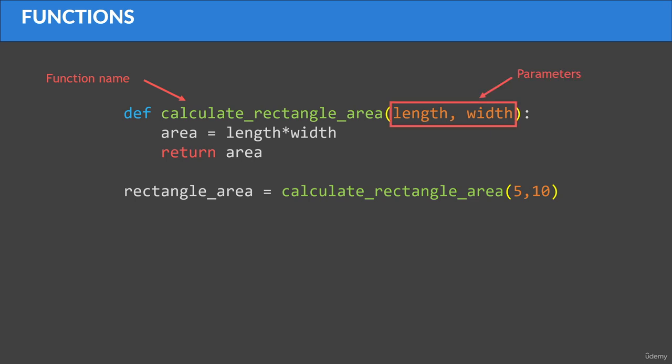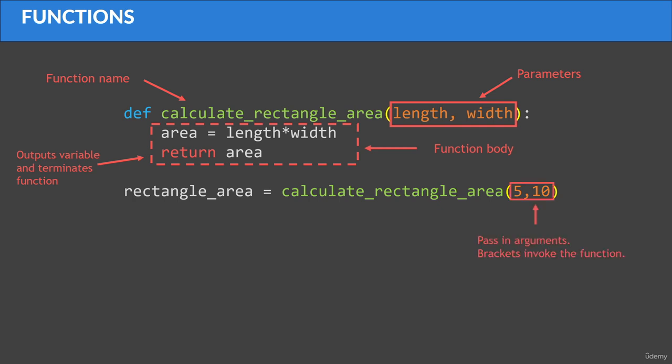Parameters are just temporary placeholder variables that are added to a function so that we're able to pass values inside of the function. Below this, we have our function body, or the code block, and this is the actual code that the function will perform when it's called. And here, we just have it calculate the area of the rectangle by multiplying the length and the width, and assign that result to a variable called area. And then the return keyword outputs the result of the variable, and then terminates the function.